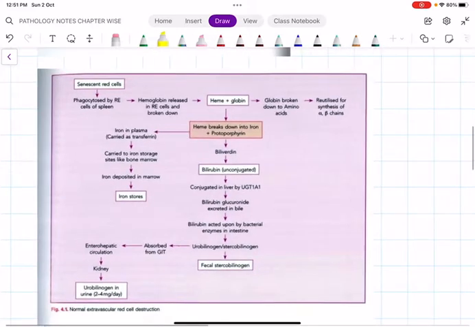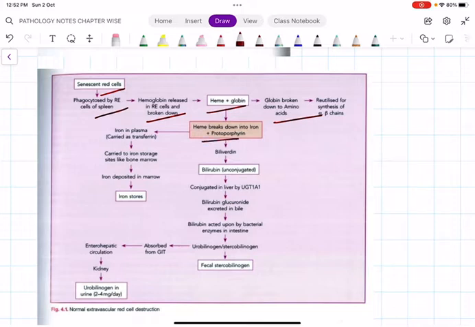Now let us see here. We have the senescent RBC, which will be phagocytosed by the reticuloendothelial cells of the spleen. Hemoglobin will be released, which will split to form heme and globin. From the globin we will get the amino acids, which will be reutilized for the next globin.